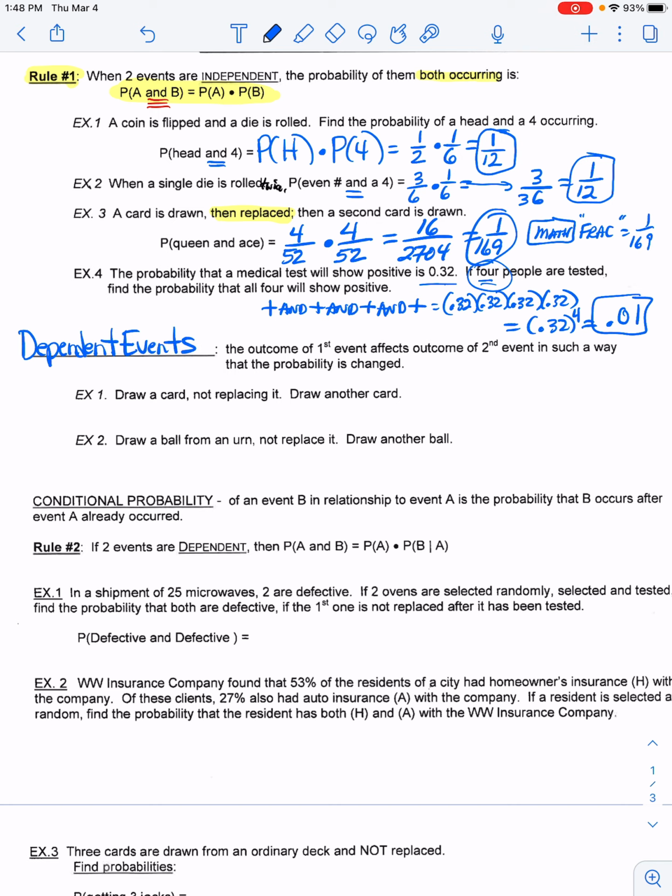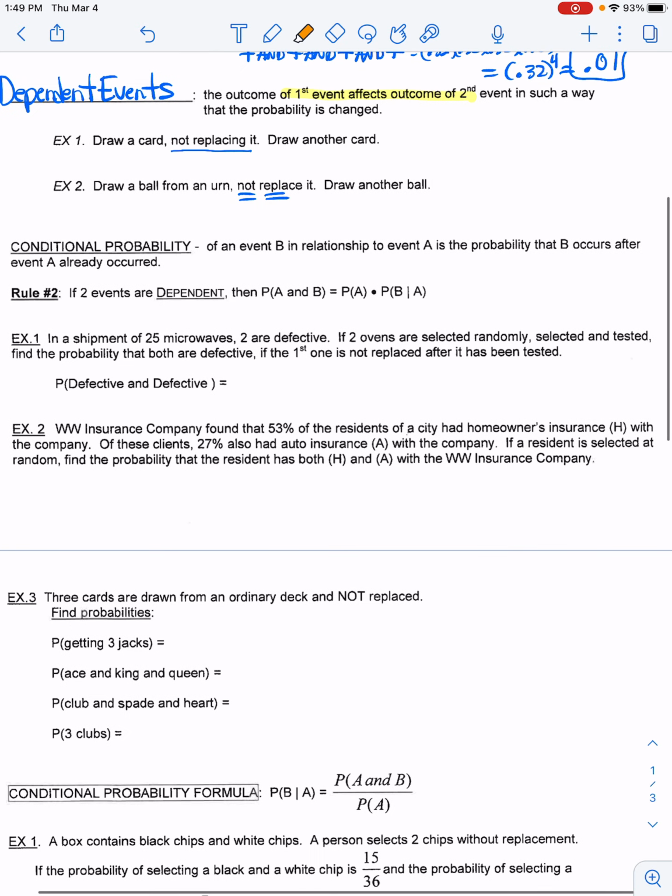Dependent events. The outcome of the first event affects the outcome of the second event in such a way that the probability is changed. Okay, so this time the first event affects the outcome of the second. So what do we have here? Draw a card, not replacing it, drawing again. That's dependent. Draw a ball from an urn, not replace it, draw another ball. Both are dependent events. Okay?